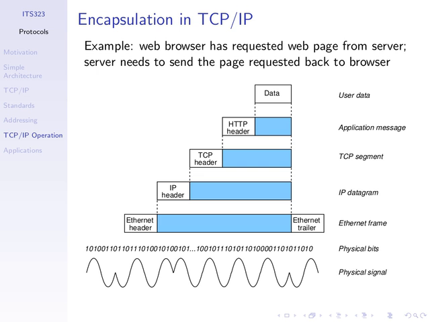So the transmitter, we can think of going in this direction of creating the signal. The receiving computer receives some signal and goes in this direction of eventually delivering the original data to the application and the end user.